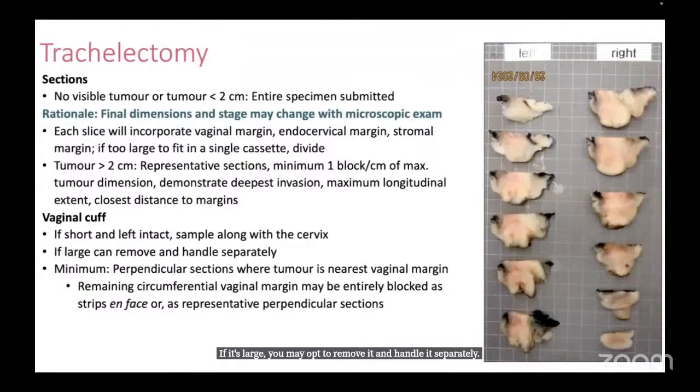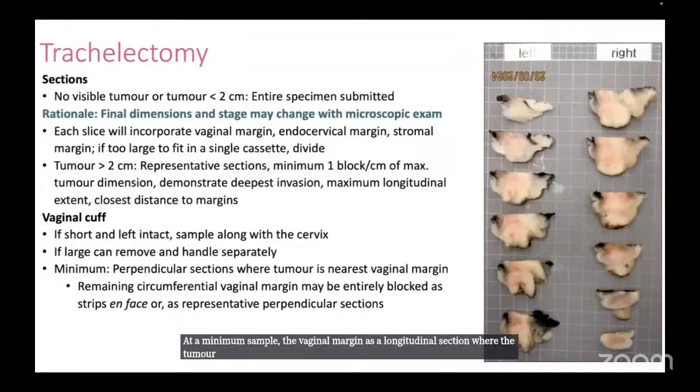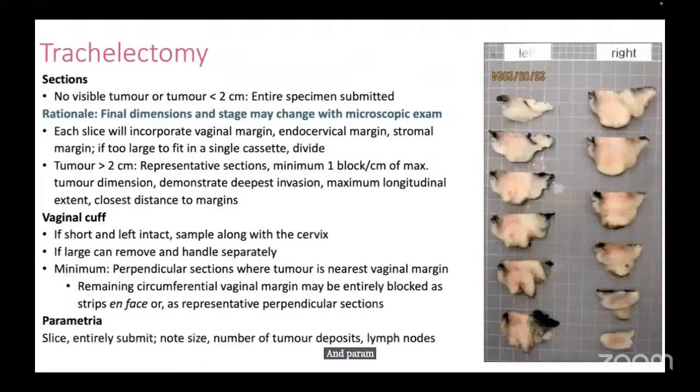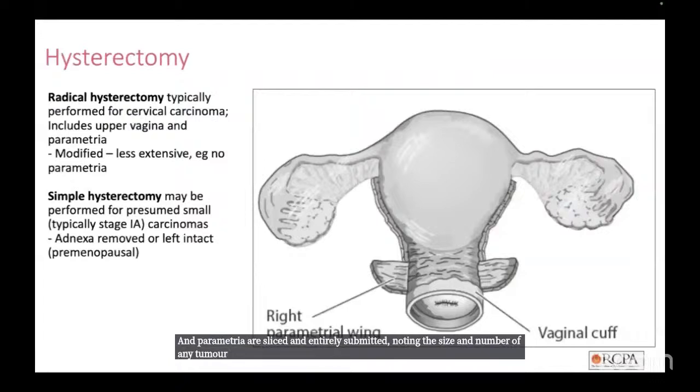At a minimum, sample the vaginal margin as a longitudinal section where the tumour lies nearest to that margin, and the remaining circumferential vaginal margin may be entirely blocked as strips en face or as representative perpendicular sections. And parametria are sliced and entirely submitted, noting the size and number of any tumour deposits or lymph nodes.